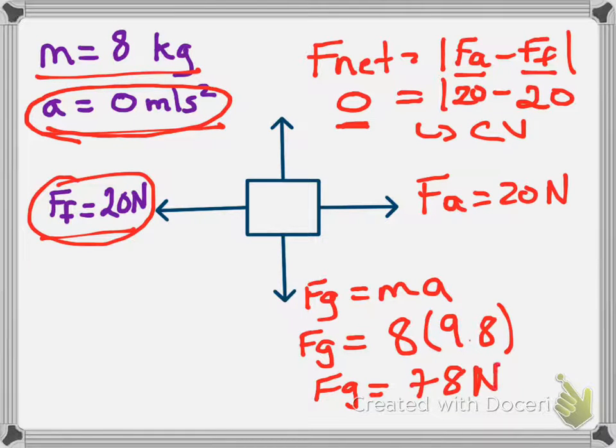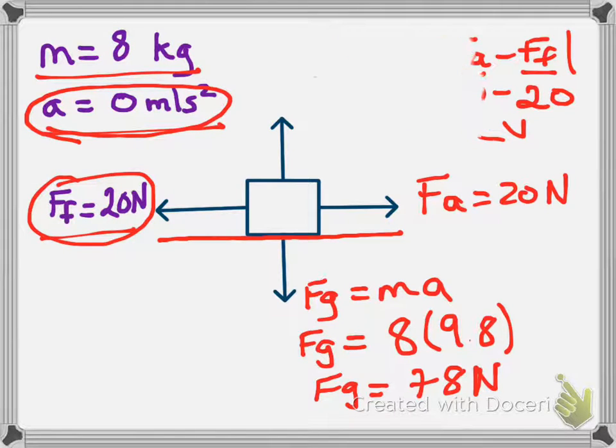So that's 78 newtons. Now, we know that this is going to be on a horizontal surface, so unless it's indicating that it's moving up and down, we're going to assume that our force of gravity is equal to our normal force. And we know that the normal force is equal to our gravitational force, so that's also going to be 78 newtons.